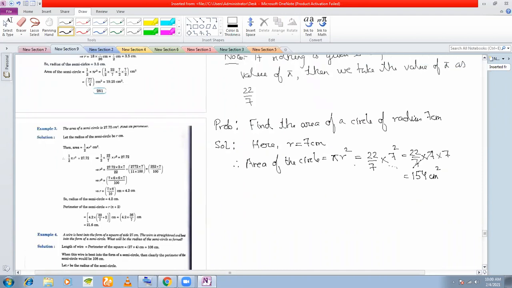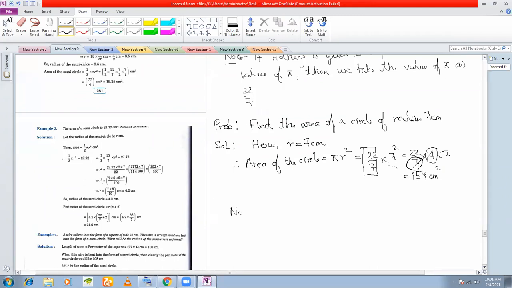See that I have taken the value of pi here as 22 by 7. I took the value of pi here deliberately as 22 by 7, because I knew that if I take 22 by 7, then this 7 and this 7, one 7 will cancel, so that I won't have decimals to deal with.